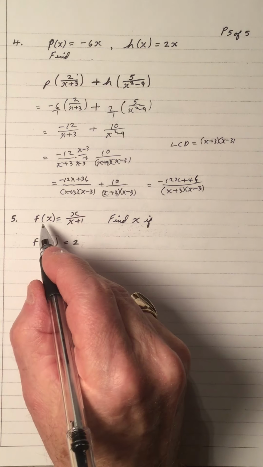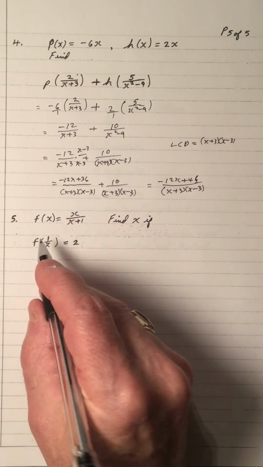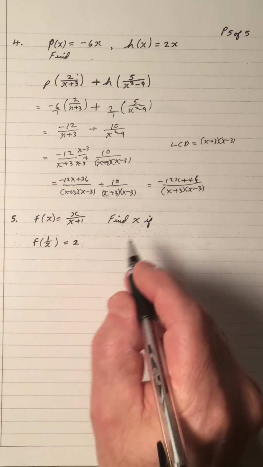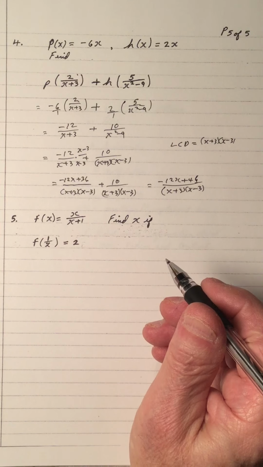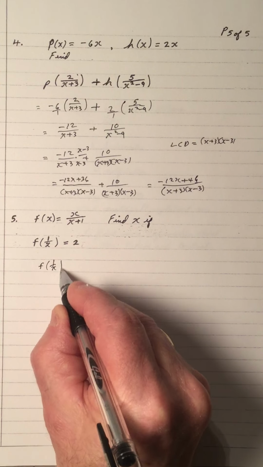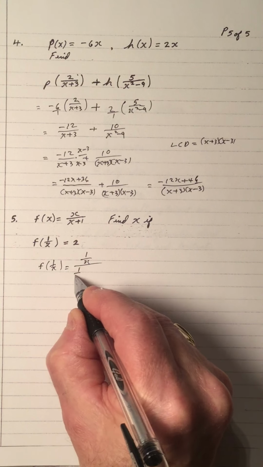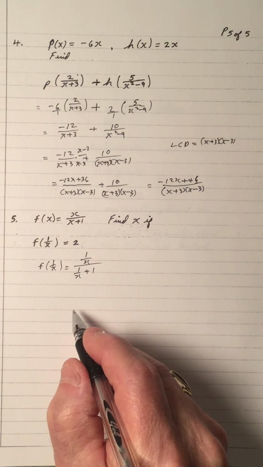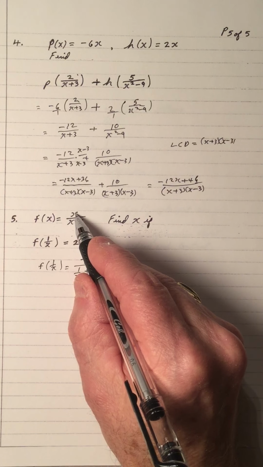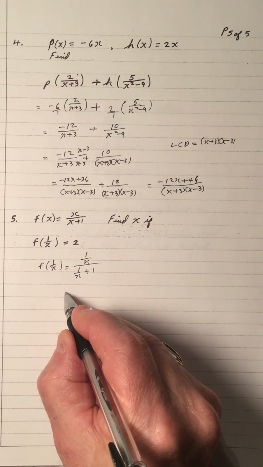Okay, number 5. F of x equals x over x plus 1. This is find x if the f of 1 over x equals 2. Let's see. The f of 1 over x. That means I have to put a 1 over x in the place of x. So the f of 1 over x, I have to put 1 over x here and here. There it is. Now, I'm going to simplify that.